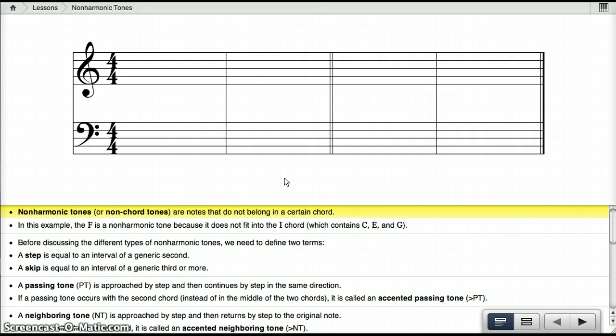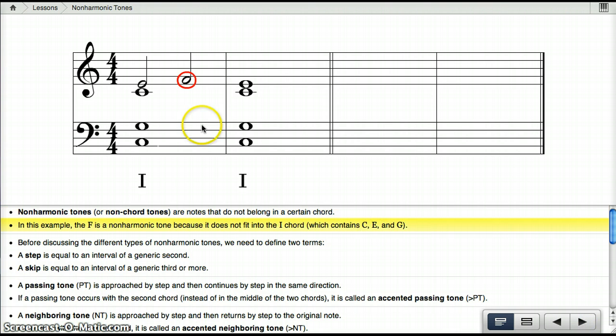So we're just going to do a little bit of review because we've talked about a couple of these non-chord tones, but we're going to be talking about 7 chord tones altogether. Okay? So by definition, a non-harmonic tone, or an NCT, are notes that do not belong in a certain chord or harmony. Okay, so in this example, the F is a non-harmonic tone because it does not fit into the one chord, which should contain C, E, and G.